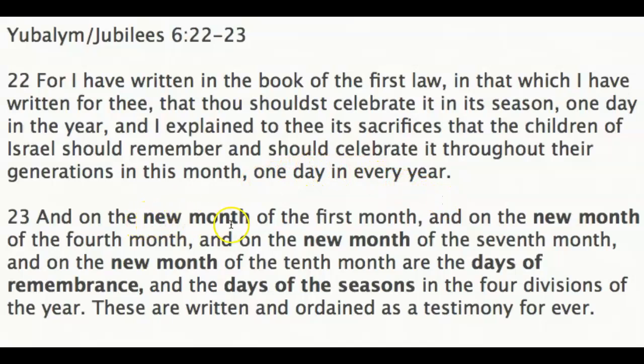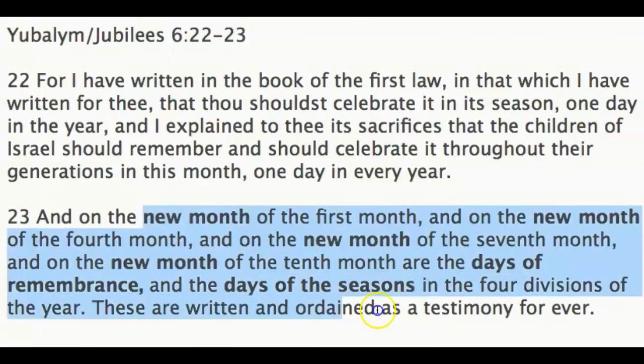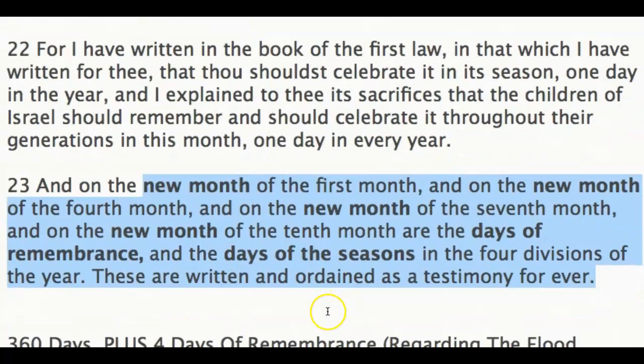"And on the new month," now some versions and translations are going to say new moon, but as we've gone over, the correct phrase is new month. "On the new month of the first month, and on the new month of the fourth month, and on the new month of the seventh month, and on the new month of the 10th month are the days of remembrance, and the days of the seasons in the four divisions of the year. These are written and ordained as a testimony forever."